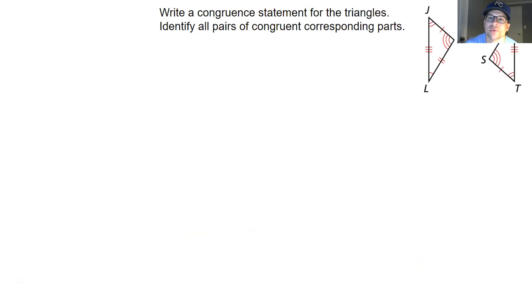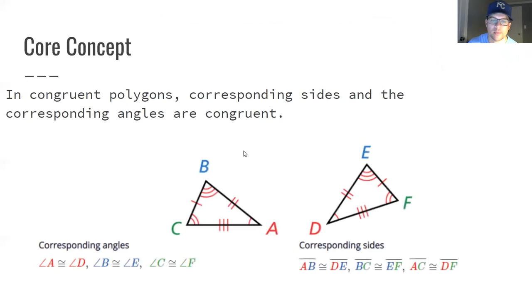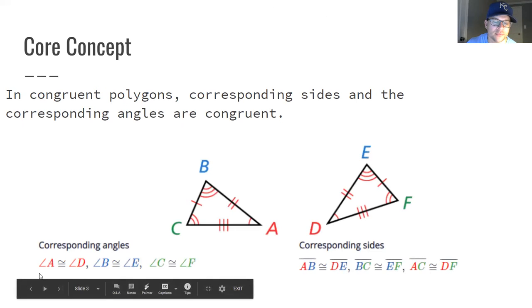So write a congruency statement for the triangles and identify all pairs of congruent corresponding parts. A congruency statement is an equation that uses the congruency symbol to say that this triangle is congruent to this triangle. That's what our end goal is here. And then to also identify all of the corresponding parts that are congruent to each other.